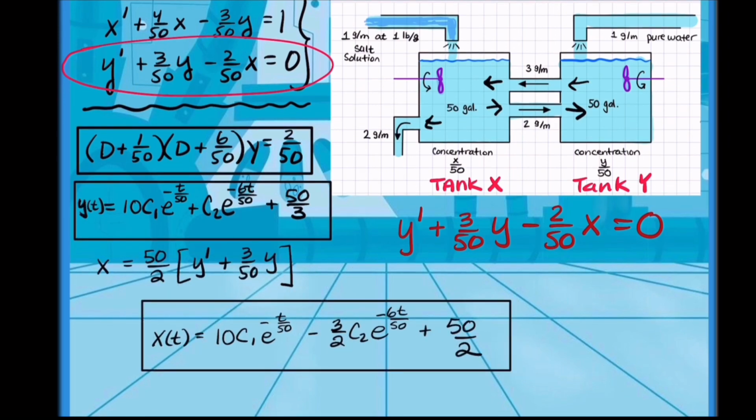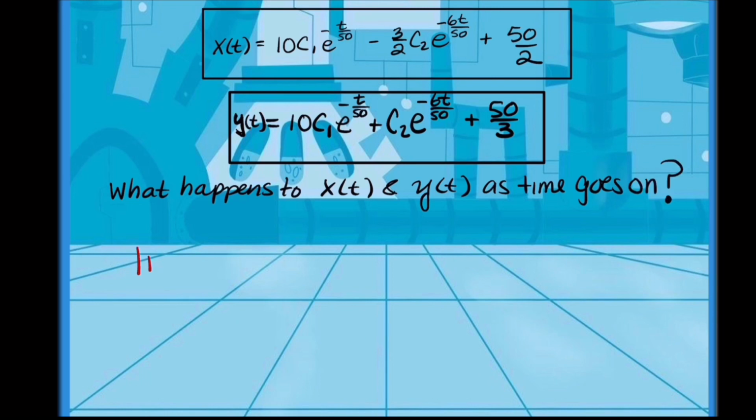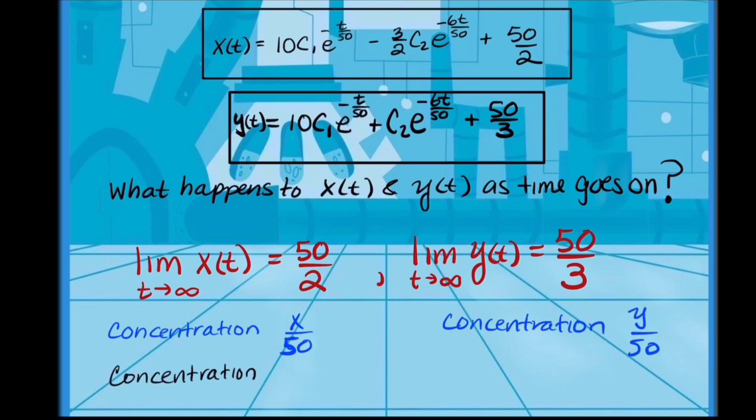So now to answer the question, what happens to these quantities of salt as time goes on? Well, as time goes on means we want to take the limit as time goes to infinity. And for the first tank, we get 50 over 2. In the second tank, we get 50 over 3. And for the concentrations, well, in tank X, it's x over 50, so if we plug that value in, and y over 50 for tank Y and plug its value in, we get the concentration of salt in tank X to be a half, and in tank Y to be a third.